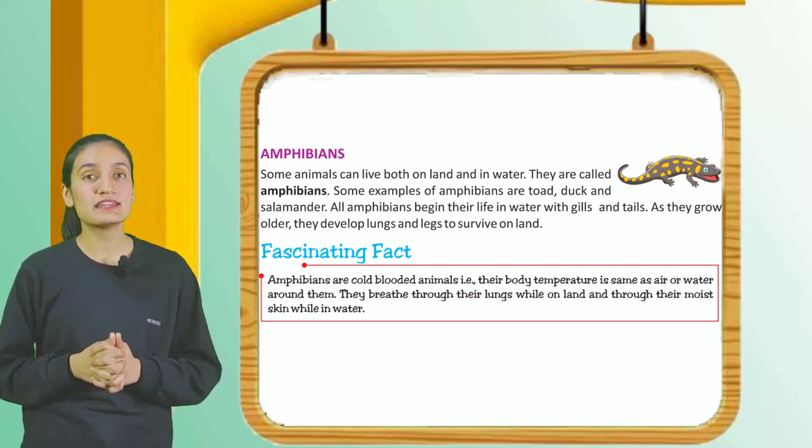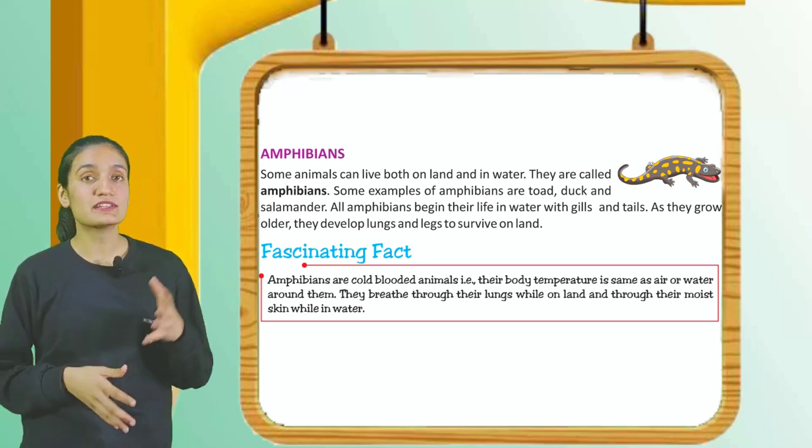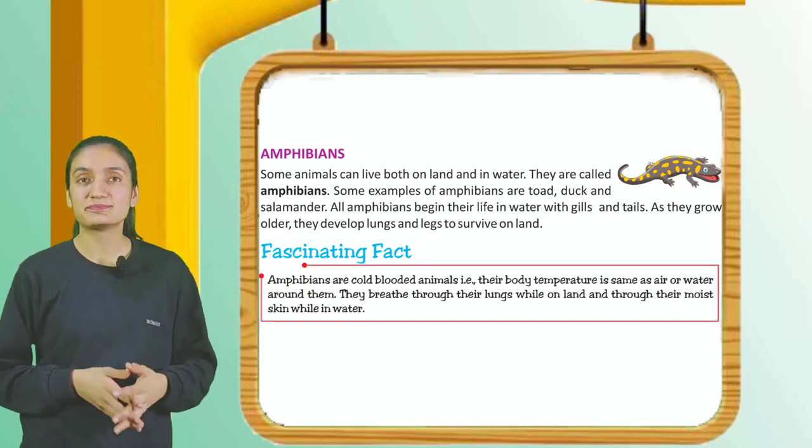All amphibians begin their life in water with gills and tails. As they grow older, they develop lungs and legs to survive on land. Here you can see an alligator.